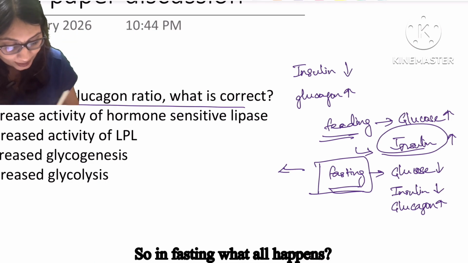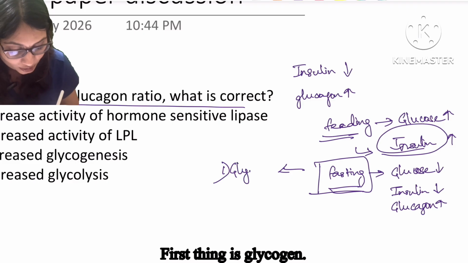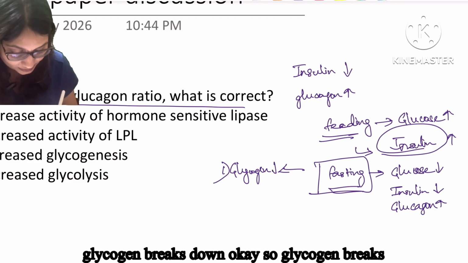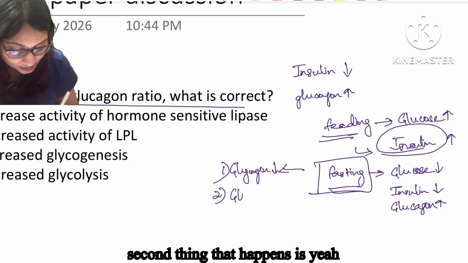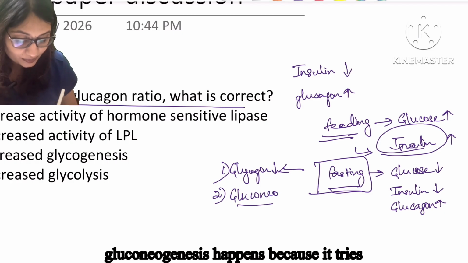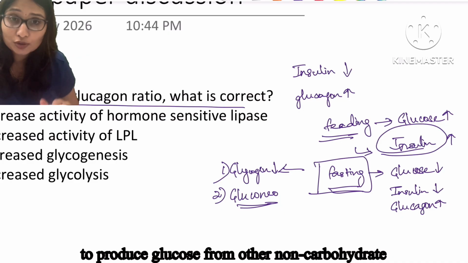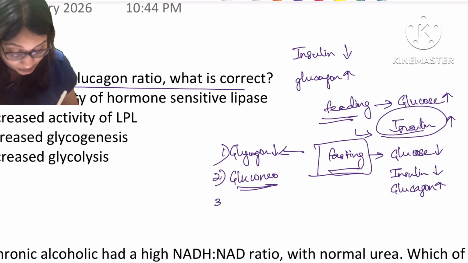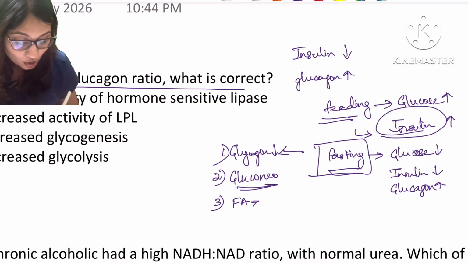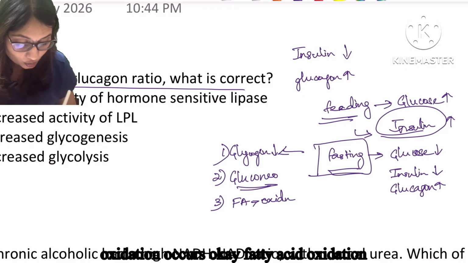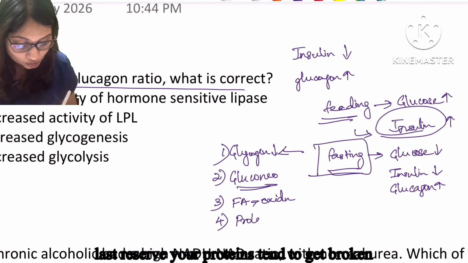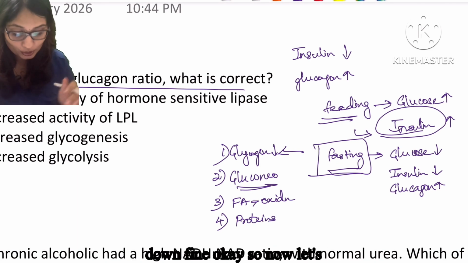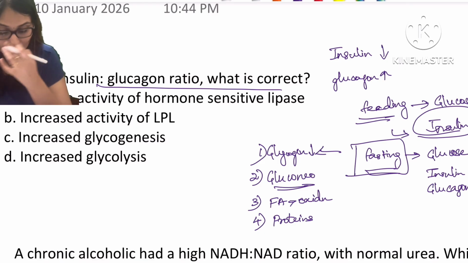So in fasting, what all happens? First thing is glycogen breaks down, so glycogen level decreases. Second thing that happens is gluconeogenesis, because the body tries to produce glucose from other non-carbohydrate substrates. Third thing that happens is it tries to break down fat, so fatty acid oxidation occurs. And fourth thing, as a last reserve, your proteins tend to get broken down. Now let's analyze the options given.